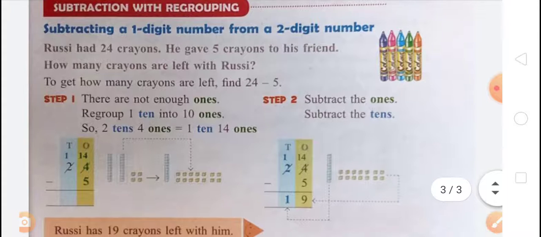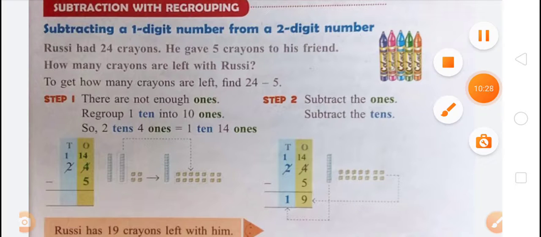Okay, and in step 2, subtract the ones and now subtract the tens. When we subtract 5 from 14, that is 9, and here will be 1, and 1 minus 0 is 1. So Rushi has 19 crayons left with him. That is the answer.